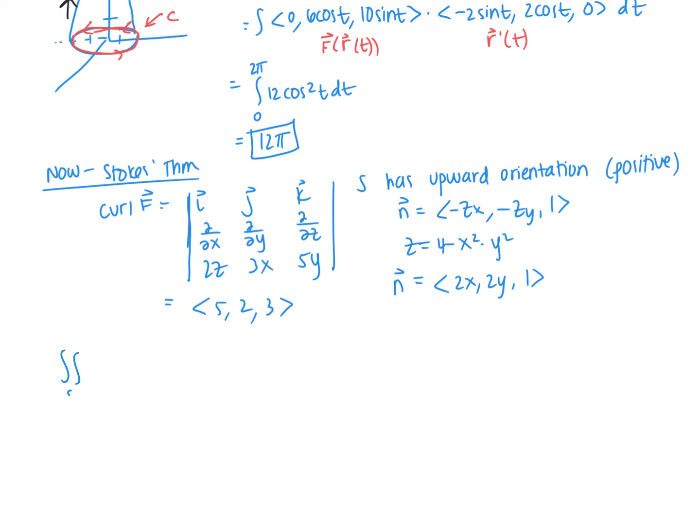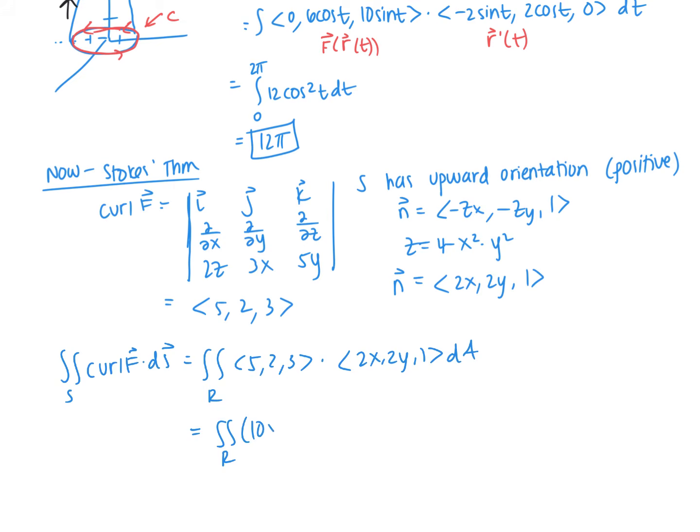So then, if we want the surface integral of curl of f dot ds, it's going to become the double integral of curl of f, so 5, 2, 3, dotted with n, so 2x, 2y, 1, dA. Which becomes 10x, add 4y, add 3, dA.